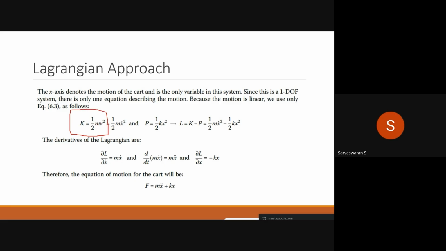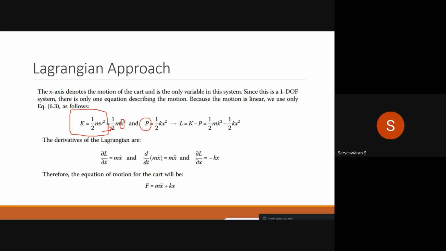K is equal to half mv square. This is your kinetic energy formula, where v is the velocity term. Velocity is nothing but change in displacement with respect to time, which is provided by x dot. So this is the kinetic energy term, and this is the potential energy term.